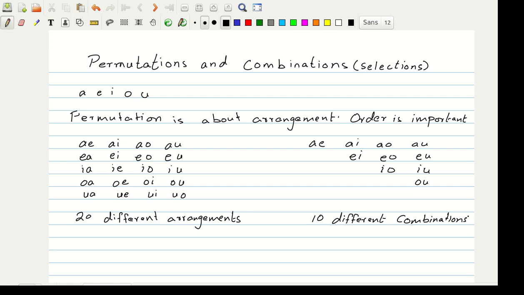Okay, I hope now the difference between permutations and combinations is clear. So now what we are going to do is we are going to derive some mathematical formulas as to how to do these kinds of problems.